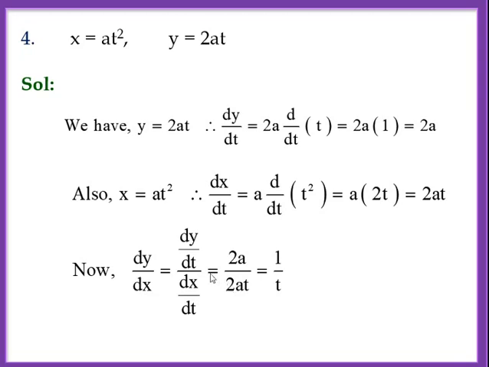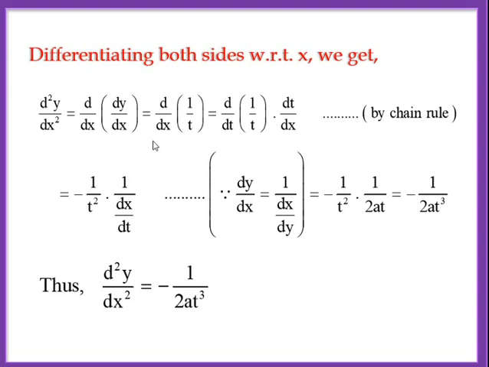Now the next step is important. Many students just write d2y by dx square equal to minus 1 upon t square. That is wrong. Why? Because to get d2y by dx square, we have to differentiate with respect to x. Minus 1 upon t square is derivative of 1 upon t with respect to t. But finally we have to differentiate with respect to x. So it should be done simple. Chain rule. So d2y by dx square is d/dx of dy/dx, which is d/dx of 1 upon t, because right hand side is 1 upon t. Now what is d/dx? It is d/dt into dt/dx.